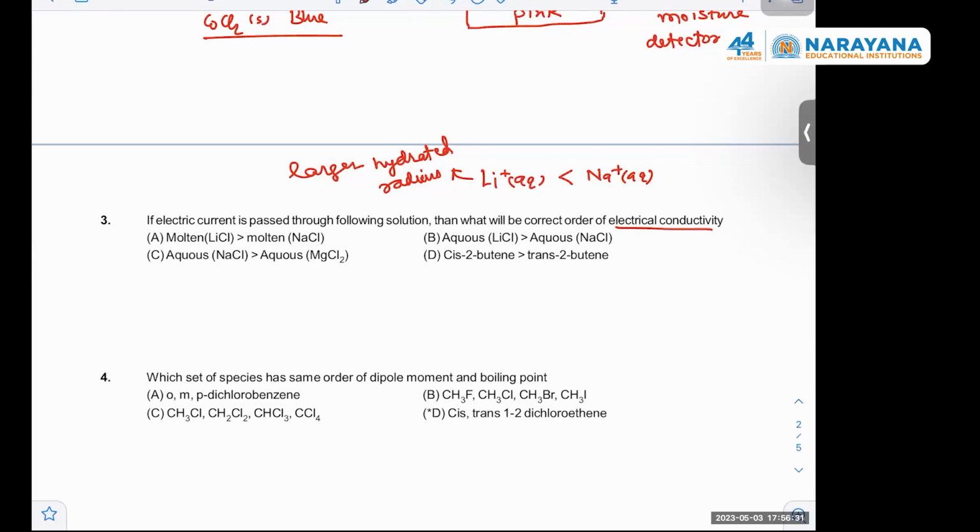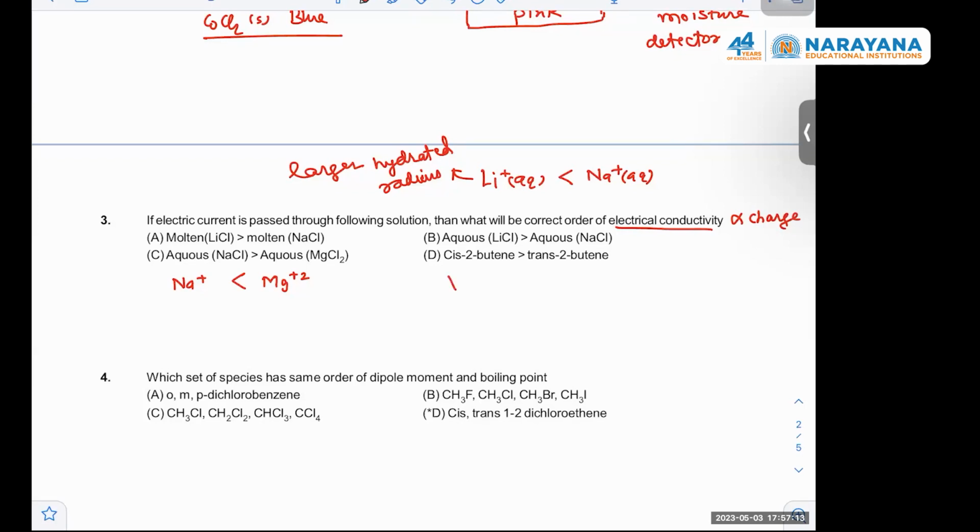Okay, getting the idea? Yes, sir. It will be a little bit confusing when we are writing molten and when we are writing aqueous. In the case of molten LiCl, there will be a covalent bond between Li and Cl. Therefore, the answer is getting difficult. In the C case you can easily predict because it will give us Na plus and magnesium plus 2. Electrical conductivity is proportional to the charge, and inversely proportional to the hydrated radius. So magnesium plus 2 will be having more electrical conductivity.